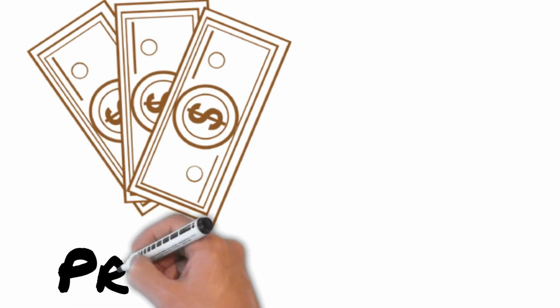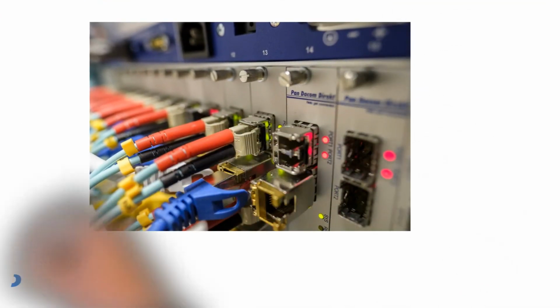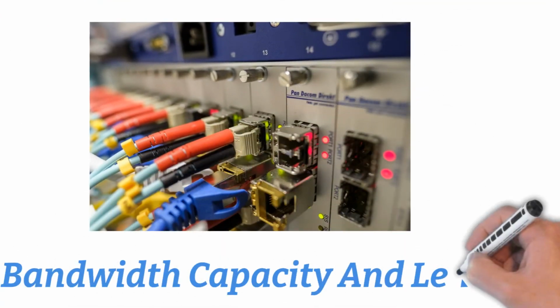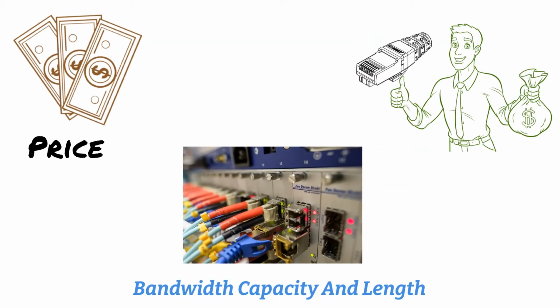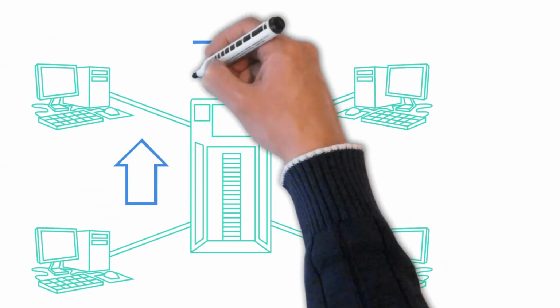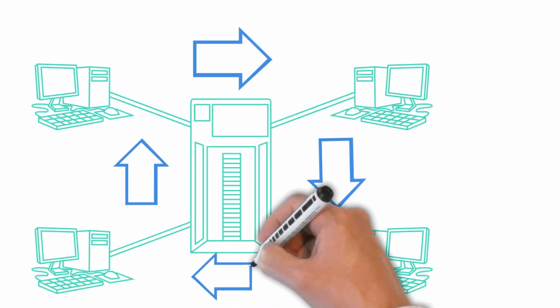Finally, consider the price. Standard Ethernet cables can vary in price depending on their bandwidth capacity and length. Make sure you choose a cable that fits within your budget. By understanding and considering the above tips, you can ensure that your network runs smoothly and efficiently.